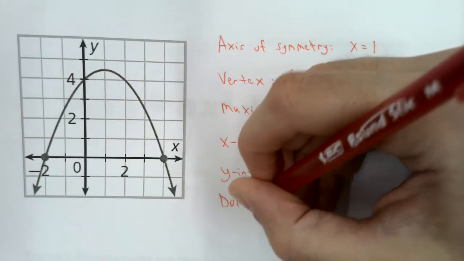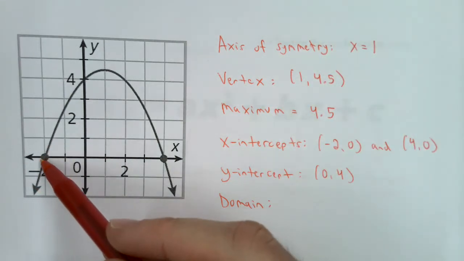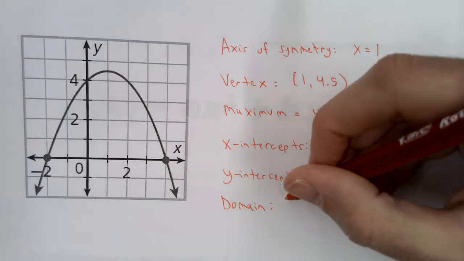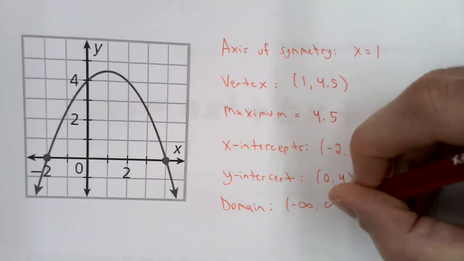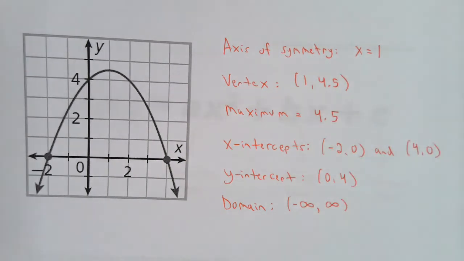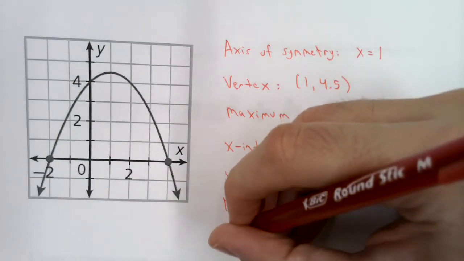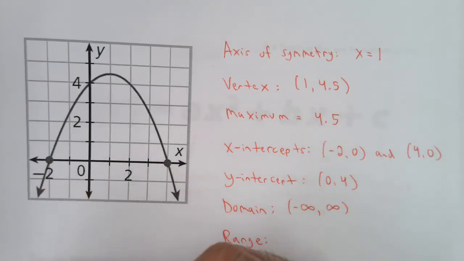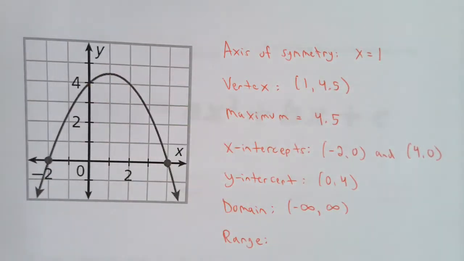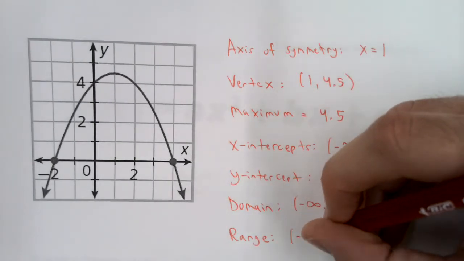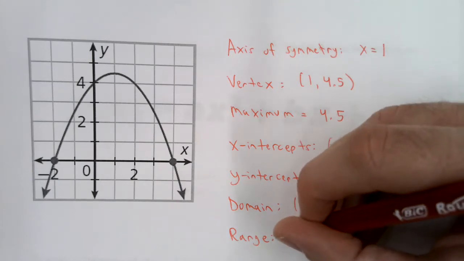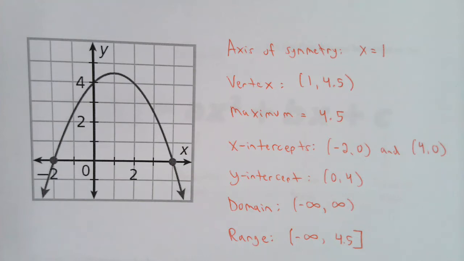Domain is the x values in the graph. These x values are going to keep going to the left forever, and the graph is going to keep going to the right forever. So the domain will be -infinity all the way up to infinity. The range is the y values in the graph. So the y values, they keep going down forever, and they go all the way up to about 4.5, and they stop there. So I'm going to say -infinity, comma, 4.5, a bracket next to the 4.5, parenthesis next to -infinity, like that.